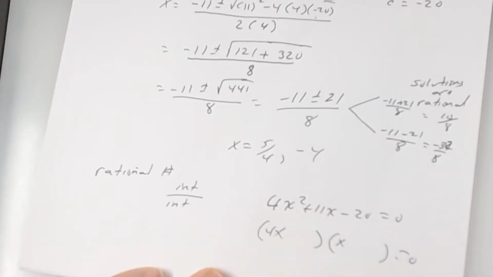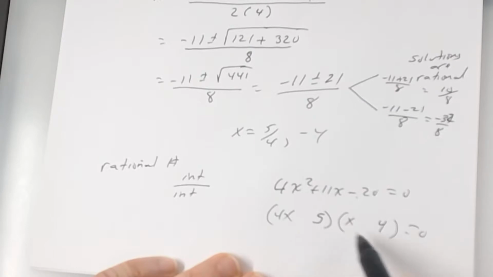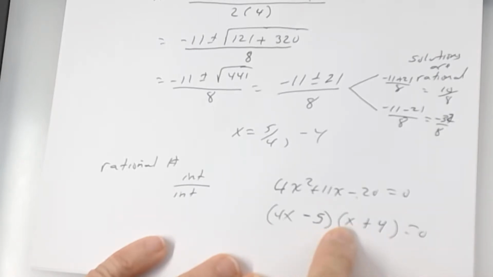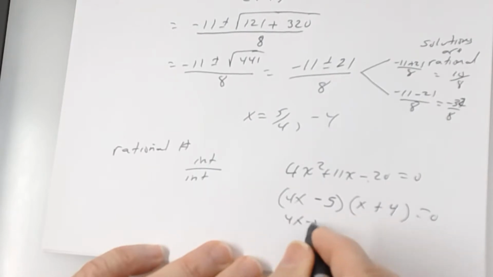So where must the 4 go? Here. The 5 must go where? There. The last sign's negative, so the signs in here are what? Different. So let's see it. The one that's going to be positive will be this one, and this has to be negative. And check it. What's the outer? 16x. What's the inner? Do I get 11x? Yeah.